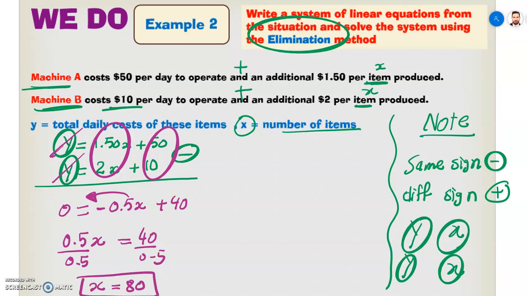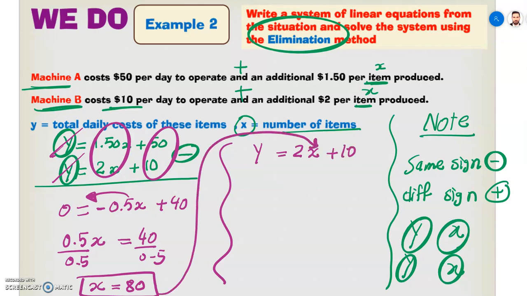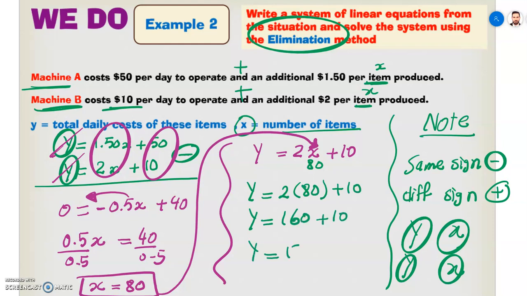So once you get x is equal to 80, you are going to substitute it into any one of these two equations. So I will write y equal to 2x plus 10, and don't forget to substitute x with the number 80. So I will write it: y is equal to 2 times 80 plus 10. Y is equal to 160 plus 10. So y is equal to 170. I hope that you understand from me. I got the value of y, and the value of x is given, 80.